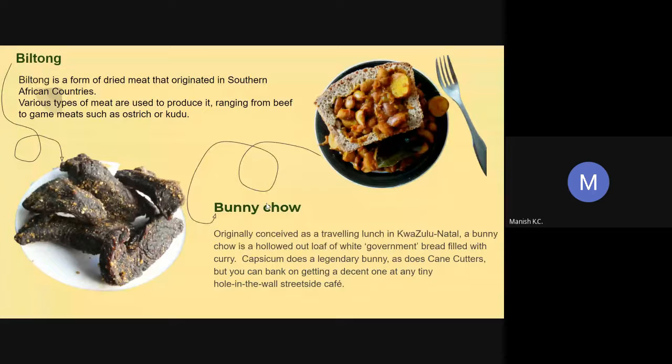And the next dish that we had was bunny chow. Bunny chow is also called bunny in short form. It originated in the large Indian community of Durban on the eastern coast of South Africa. Next slide.